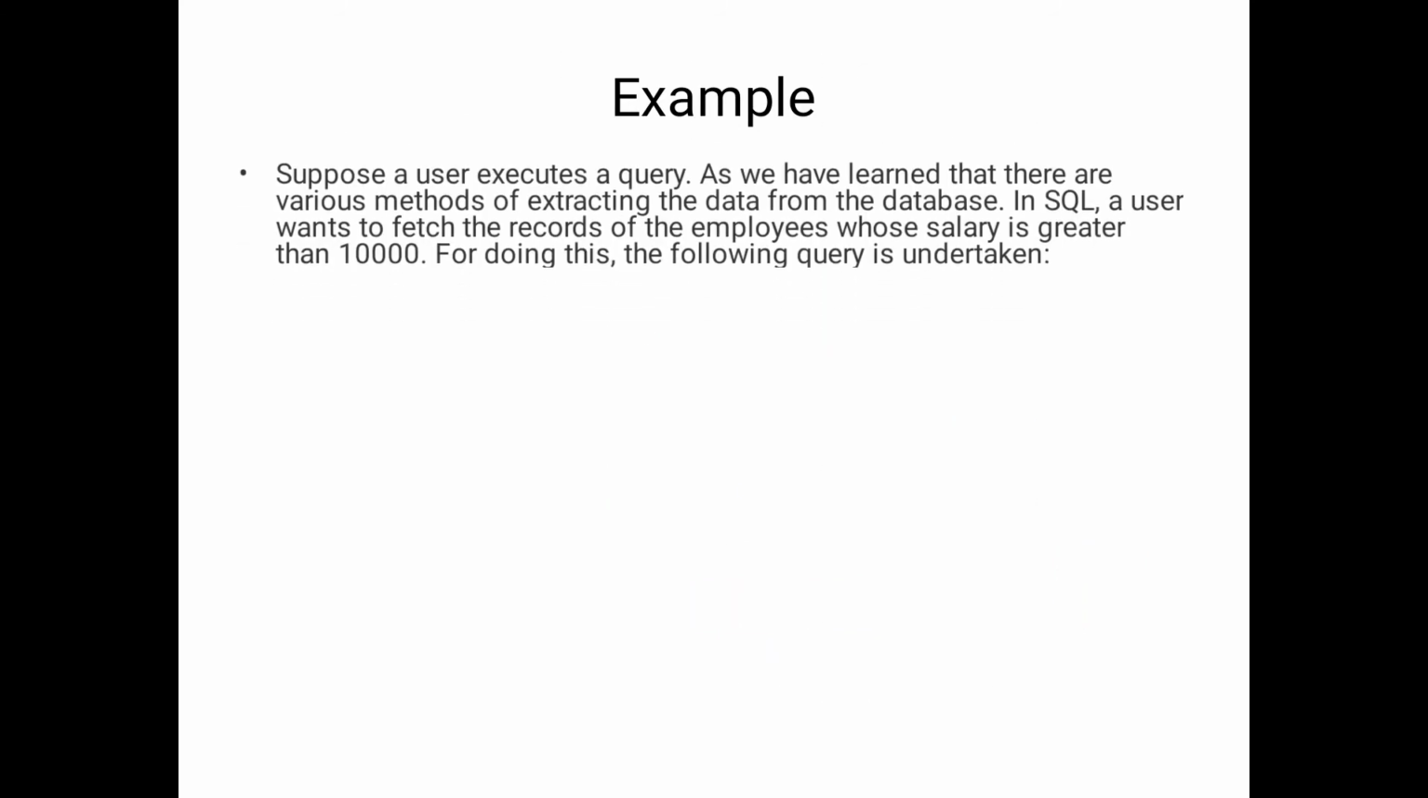Now we will see one small example. Here my aim is to retrieve the information of employees whose salary is greater than 10,000. For this, we already know how to write the queries. Simply, we will select employee name from employee table where the salary is greater than 10,000. Now this query is evaluated with the help of the parser and translator.